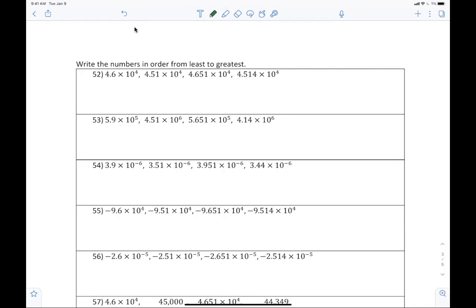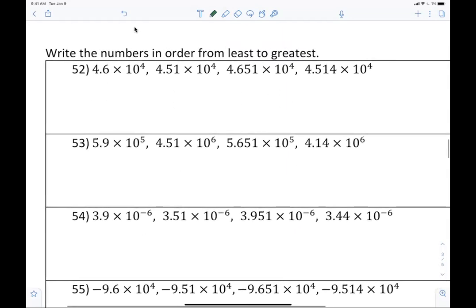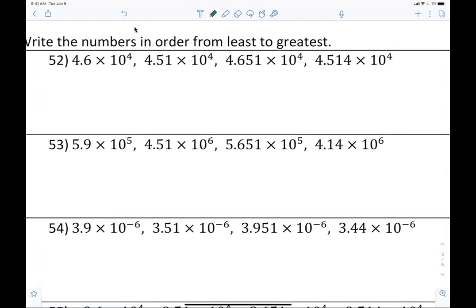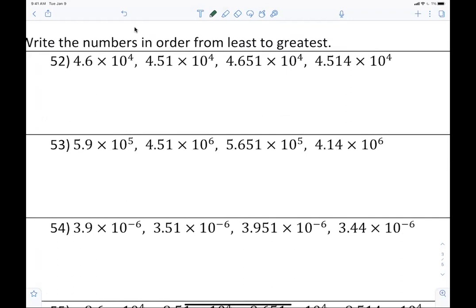So I want an explanation here, Ryan, on number 52. Which one of those is the smallest number? And then I want to ask you, do I have to worry about the exponent?